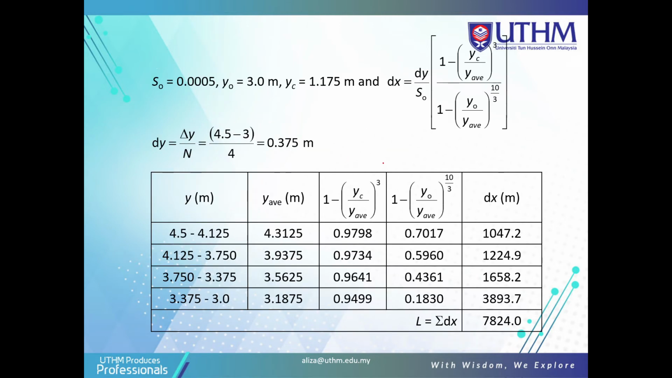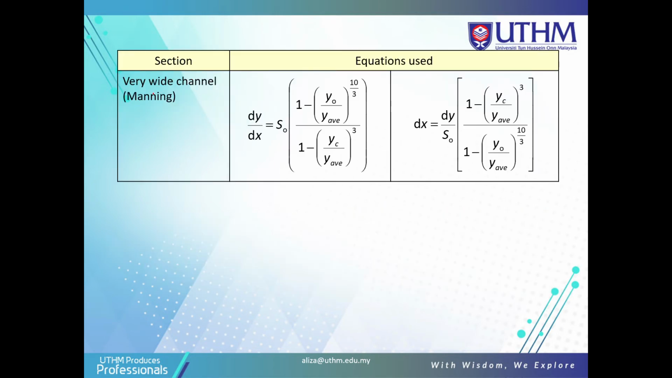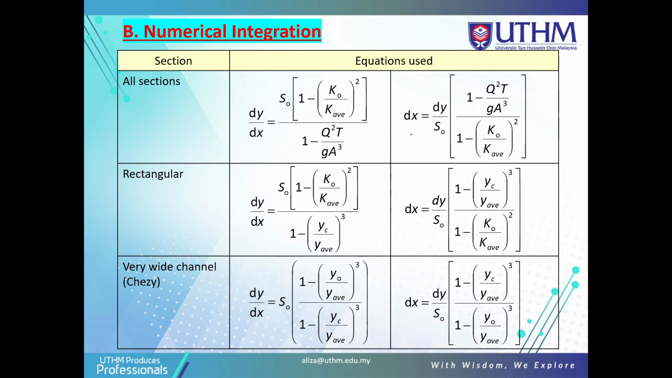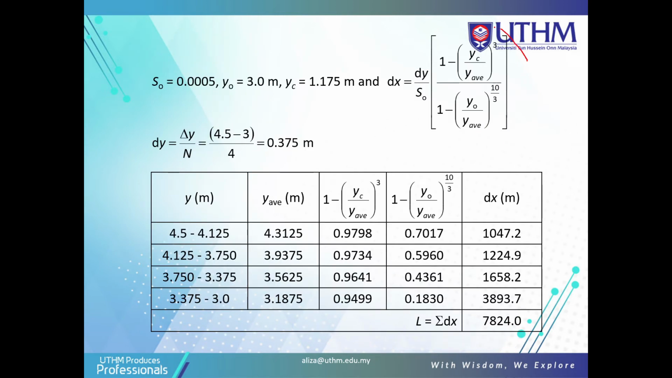But in the second step, we use S naught, Y naught, YC and this formula to get dx. Actually dx is used to find L, the length of the profile. We use this dx for the very wide river, so we use this formula because it is a very wide river. Then you must draw this table, which is based on y, column 1, column 2, column 3, column 4, and column 5.